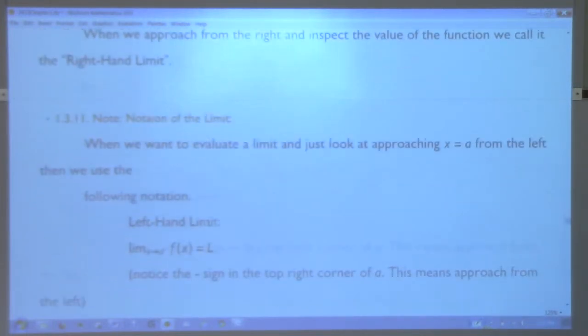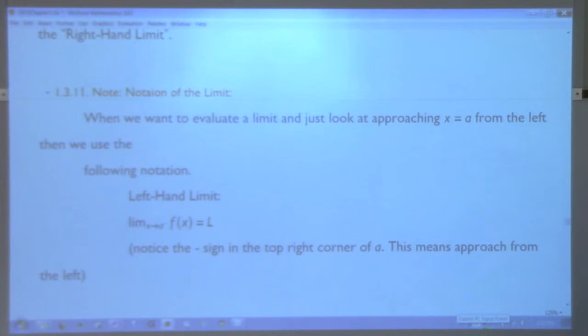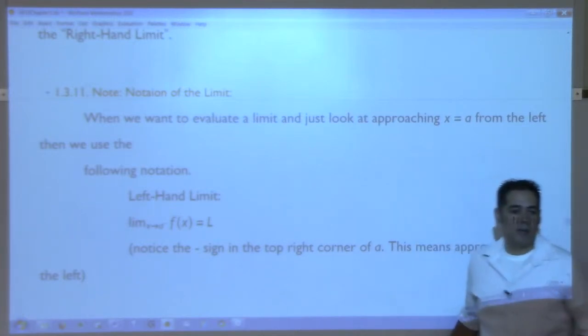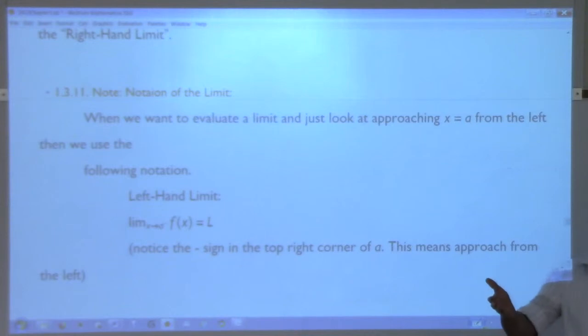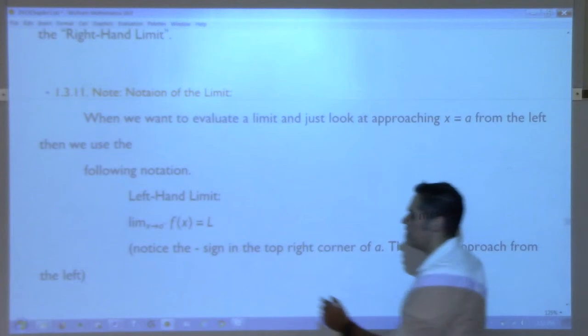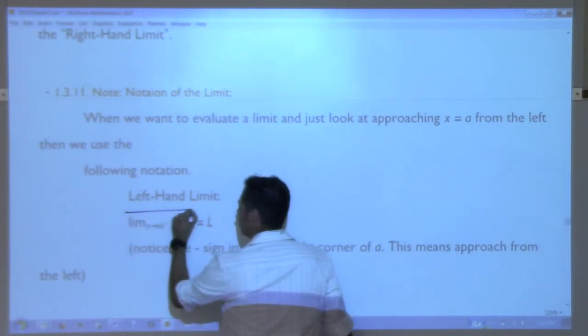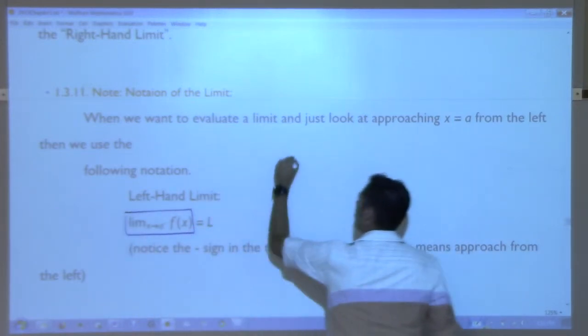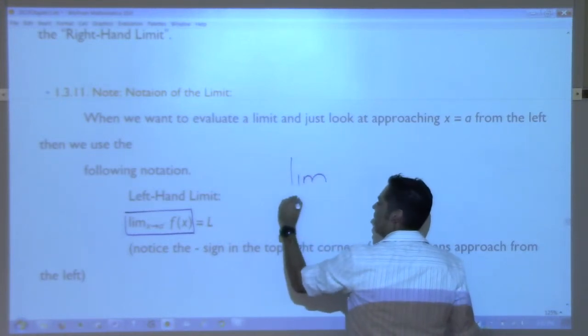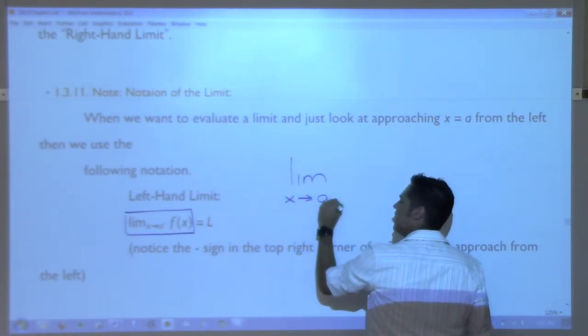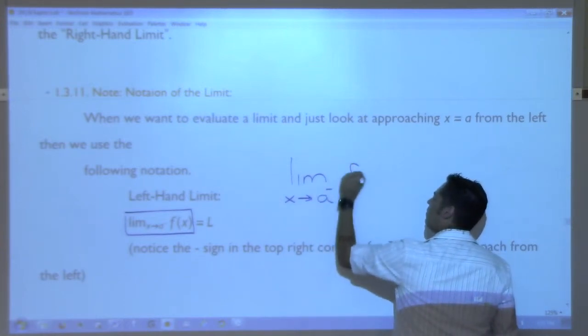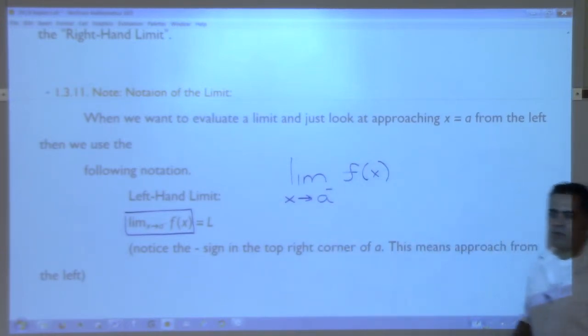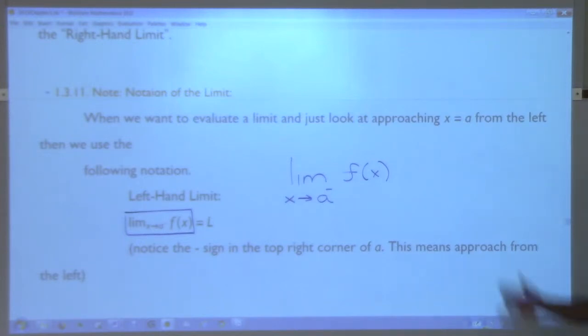Now, notation. If I want to ask you a question, like, look at this function and approach 0 from the left, how do I tell you that? I could write it all out in words. But this is the actual notation that we use right here. I'm going to write it a little bigger. Lim as x arrow to a, negative arrow on top, f of x. That notation right there means, here's what that means.